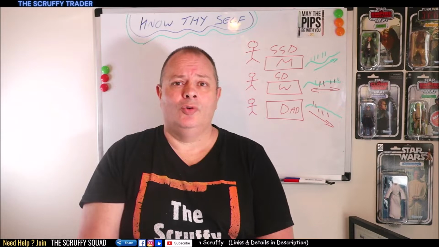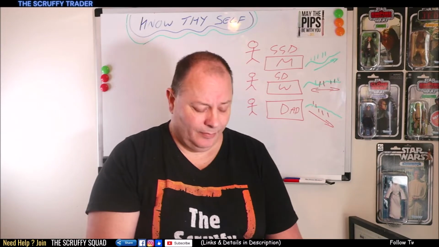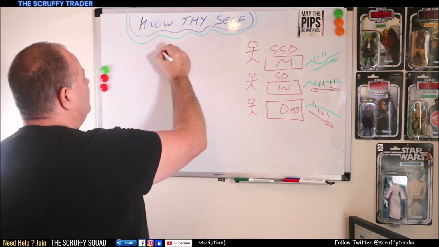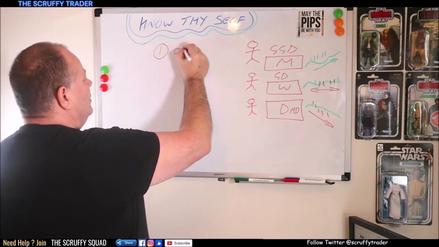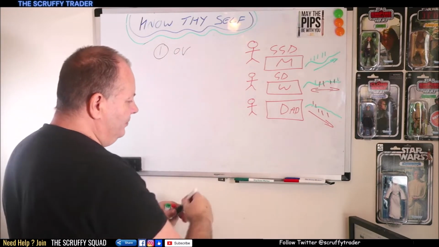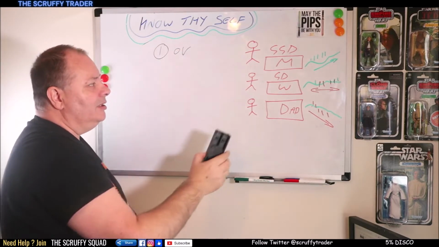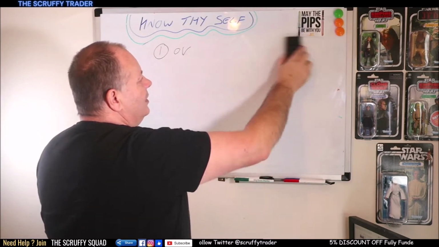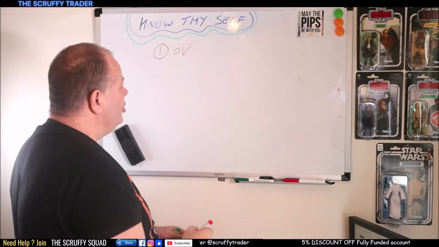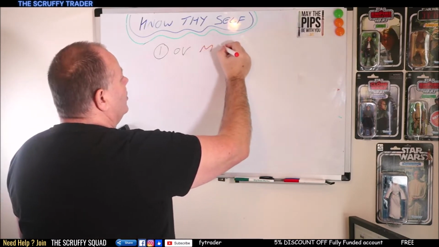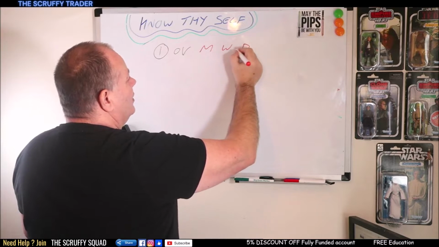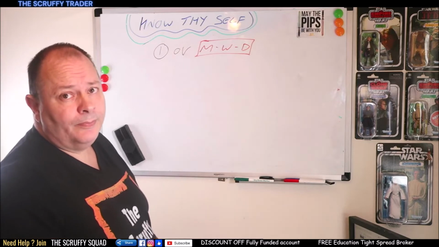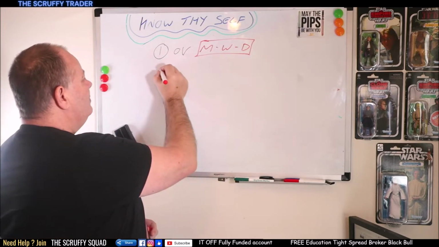It can kind of show the waves of the market. So we have an overview. And that has been built from three charts. Those three charts being the month, the week, and the day. Important.